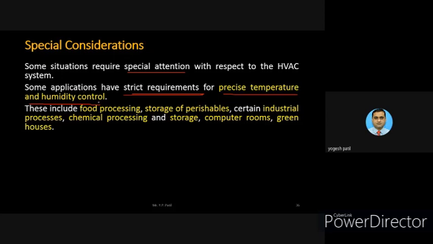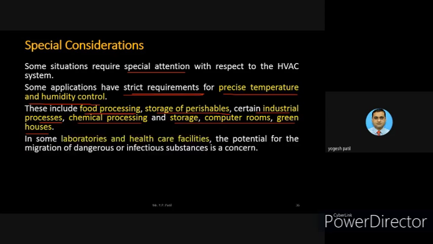So it is very important. So we have to remember this: food processing, storage of perishables, industrial processes, chemical processing and storage, computer rooms, green rooms. By comparing with the normal house, the individual houses or the malls, there are some laboratories also in a particular industry or any particular type of company.